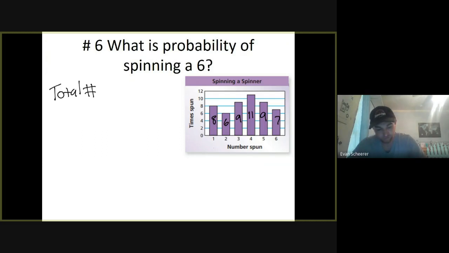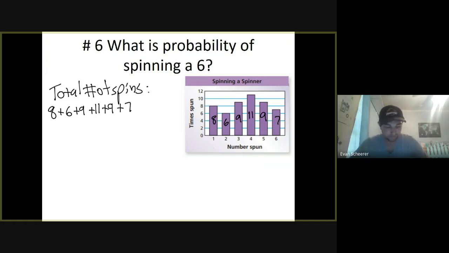So what is the total number of spins? Think about it. You rolled 1, 8 times; 2, 6 times; 3, 9 times; 4, 11 times; 5, 9 times; 6, 7 times. You need to add those all together. So 8 plus 6 plus 9 plus 11 plus 9 plus 7. Well, 8 plus 6 is 14, right? 14 plus 20 is 34, 43, 50 times. The total number of spins, 50. That's really important, but we just want the probability of spinning a 6.